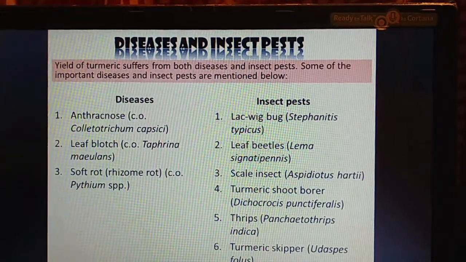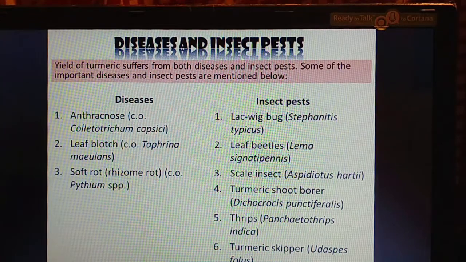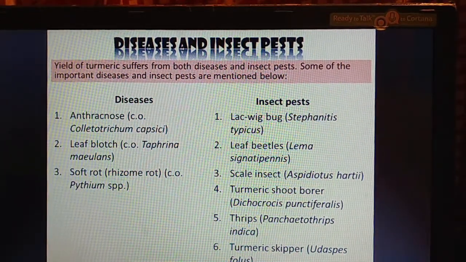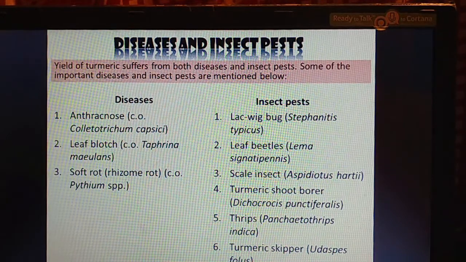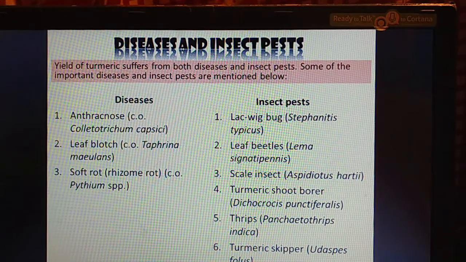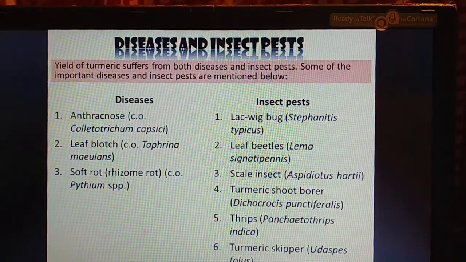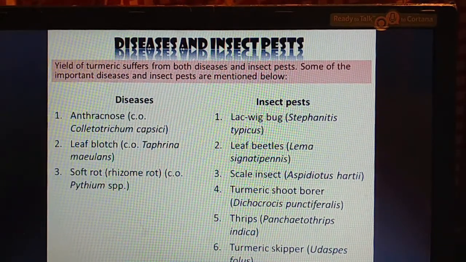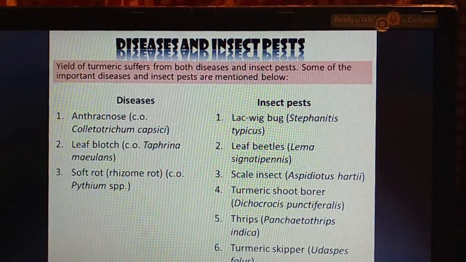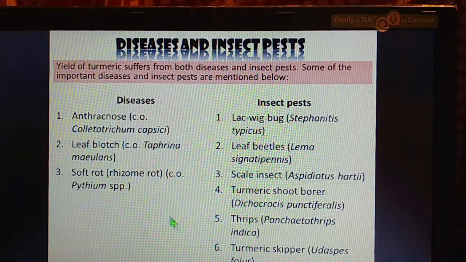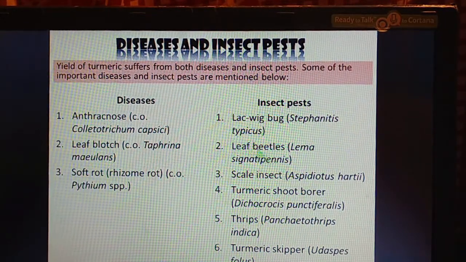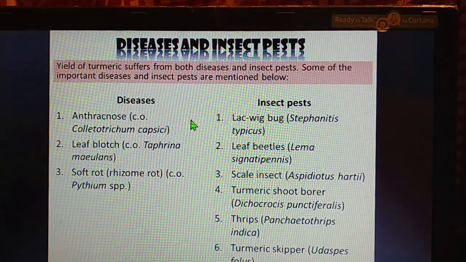And coming to the next topic, that is diseases and insect pests. Okay, so like other crop plants that we have already studied, they suffer from many diseases as well as insect pests. Okay, diseases caused by bacteria, fungi, and viruses. So the yield of turmeric also suffers from both diseases and insect pests, and these are some of the diseases and insect pests which affect the yield of turmeric.